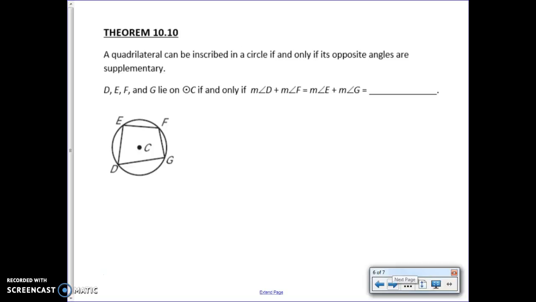Alright, then a quadrilateral can be inscribed in a circle if and only if its opposite angles are supplementary. This is different than what we talked about with quadrilaterals. When we talked about parallelograms, we said opposite angles are congruent. So in this case, opposite angles are supplementary. So the measure of angle D plus the measure of angle F is actually equal to 180, not equal to each other. Same thing with the measure of angle G plus the measure of angle E. They're equal to 180.